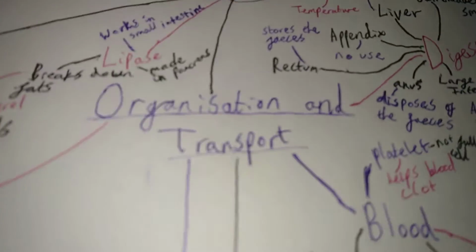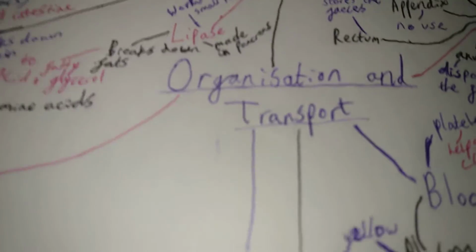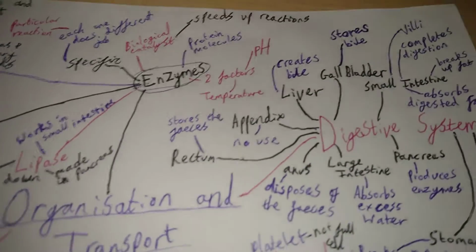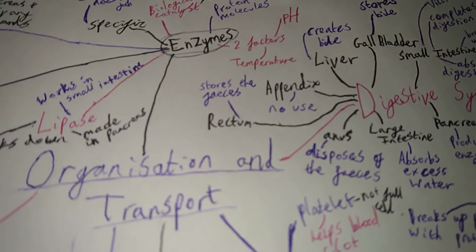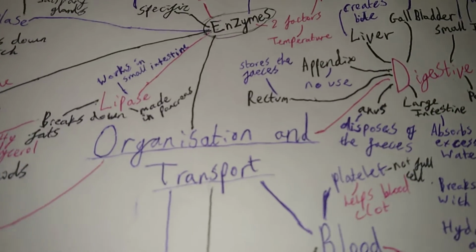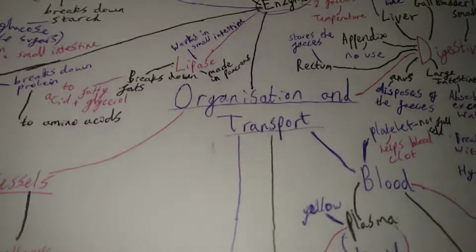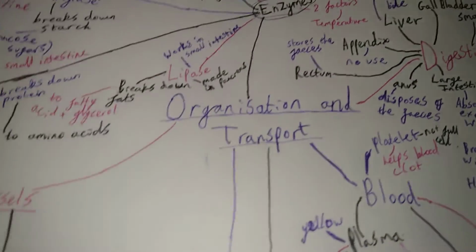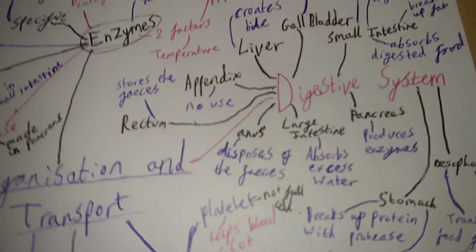Okay, moving right along here. This topic is organisation and transport. The second episode I've done on GCSE AQA biology. It includes stuff about the digestive and circulatory systems. So let's start off with the digestive system.